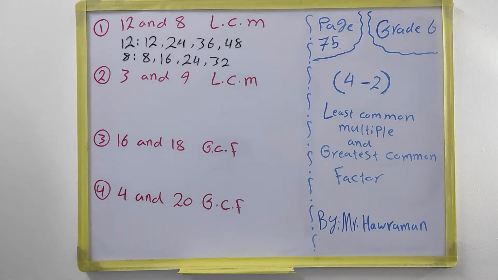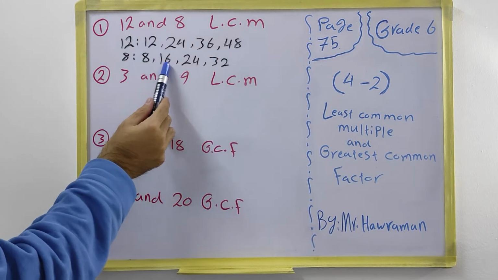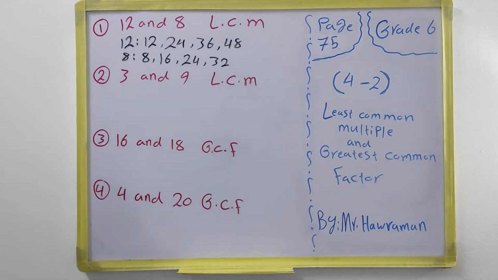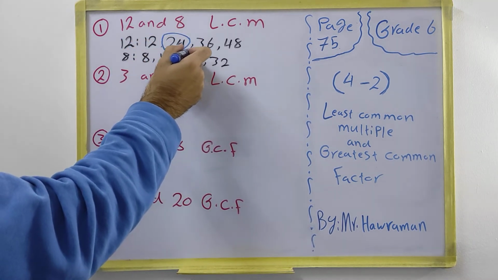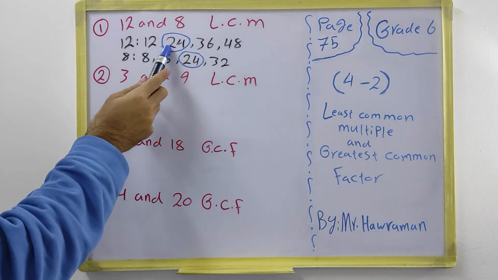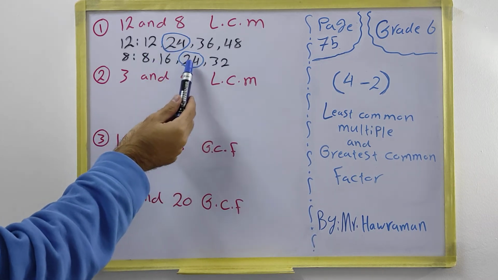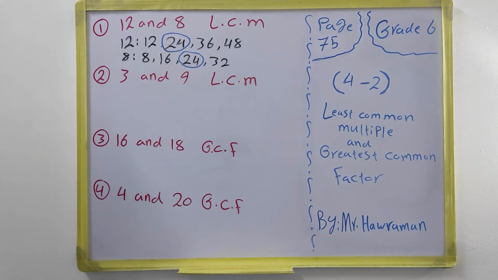Now we check, do we have a common number or not? Do we have the same number in this side and this side? 12, we don't have it. 24, yes, we have 24. In this case, the smallest number that you can find between these two would be the least common multiple. Do we have a number smaller than 24 in both of the sides? No, we don't have it. So 24 is the least common multiple between 8 and 12.